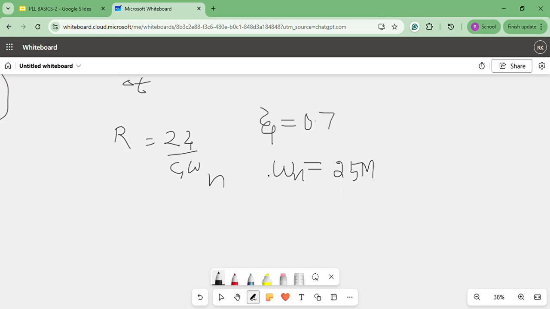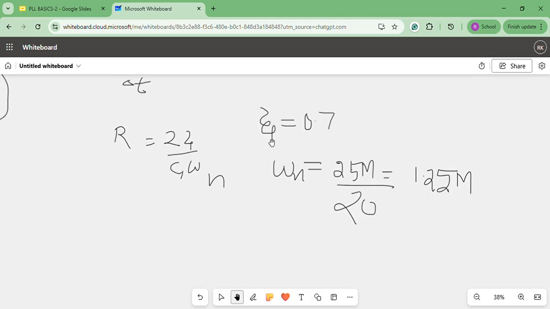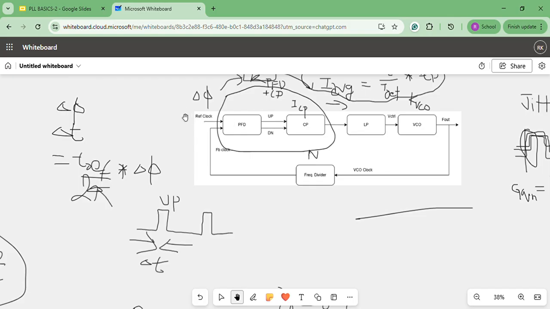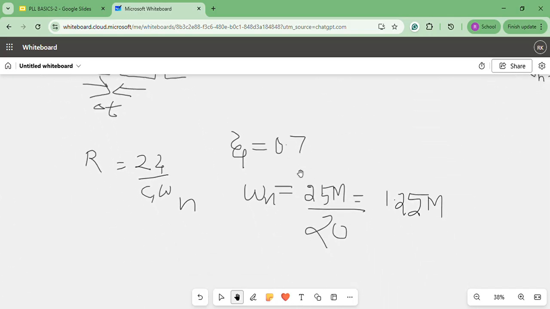And we'll keep the natural frequency as the reference frequency divided by 20. Why are we keeping 20? We'll discuss it just now. We can divide it by any factor, right? Or we can directly keep the natural frequency the same as the reference frequency. What is the reference frequency? Just for clarity, this is the reference clock, and the frequency of this clock is the reference frequency. But we are keeping the natural frequency as 1/20th of the reference clock.